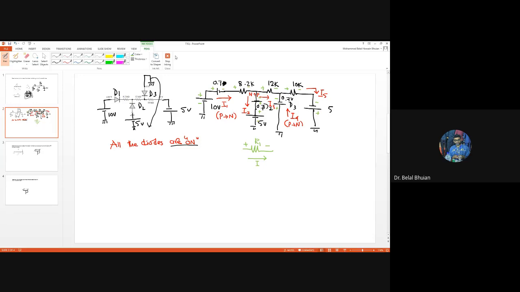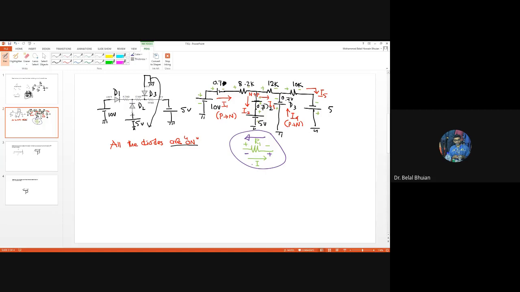But if the current is flowing in the opposite direction, how are you going to put the polarity? It will be reversed. Voltage polarity across the resistor should be such that current is flowing from positive to negative. That's the thing to remember.